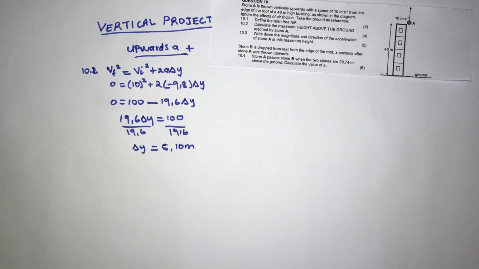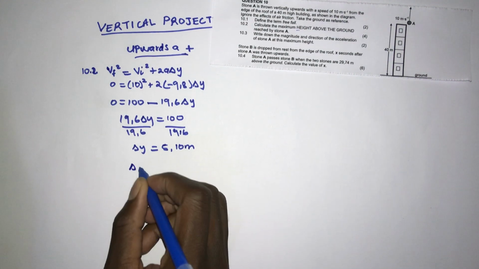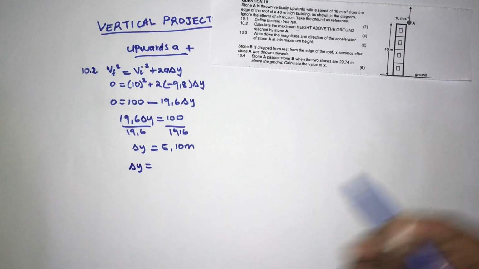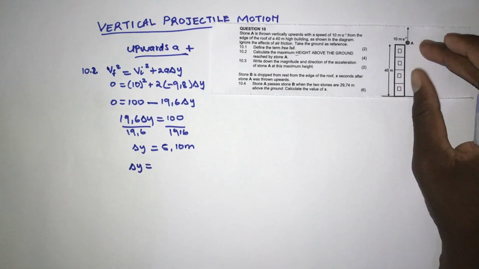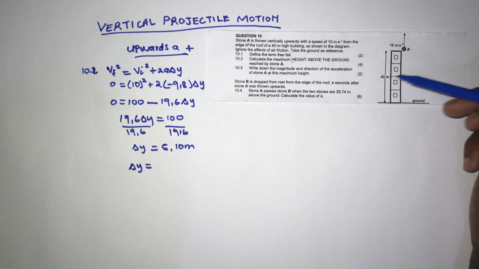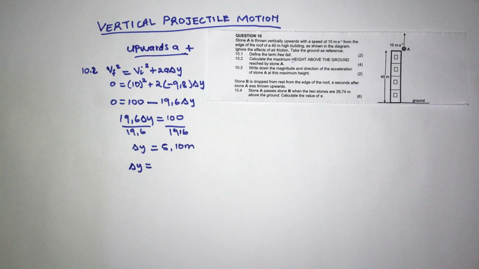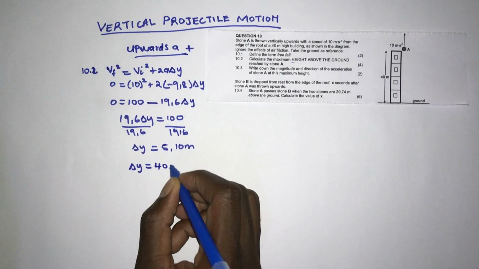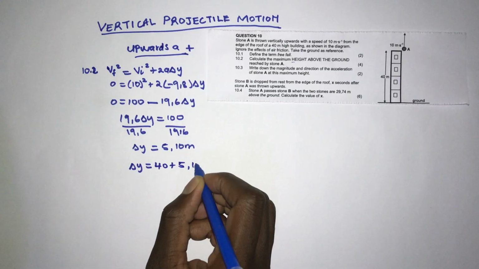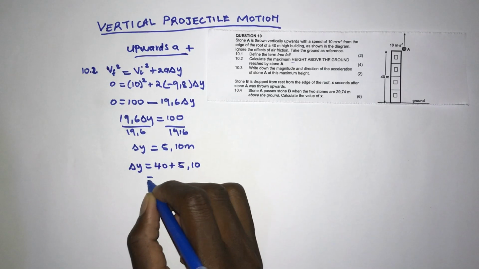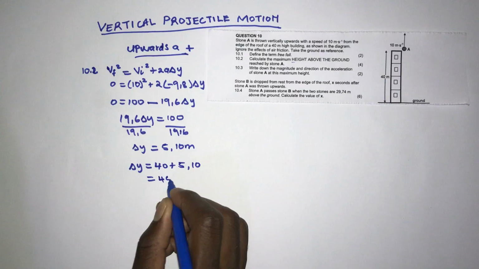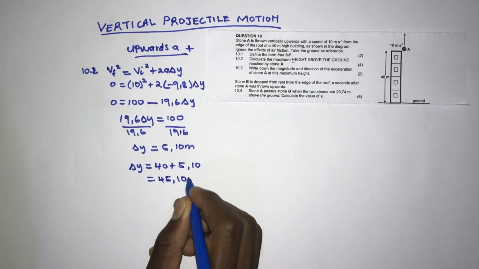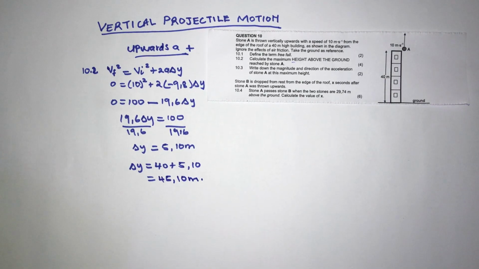So here we found the height reached by stone A from the top of the building. Now what about the height from the ground? The height from the ground is going to be the height of the building, which was 40, so it's 40 plus 5.10. That's going to give us 45.10 meters. So that is the maximum height above the ground.